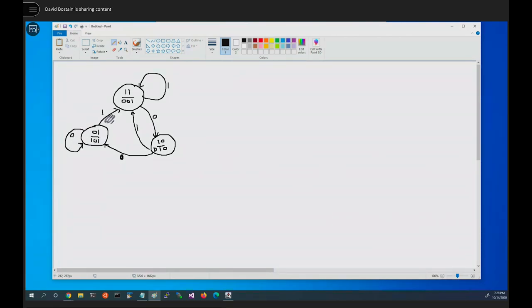So inputs are on the edges. These are called edges, by the way, if I didn't use that word. These are sometimes called nodes, but they're really states. This is a state and an edge. Inside here, the top thing is the state bits or the state register bits. Below the line are the outputs. This is what we want to produce as output if we're in that state.